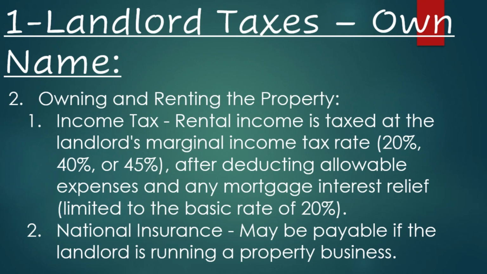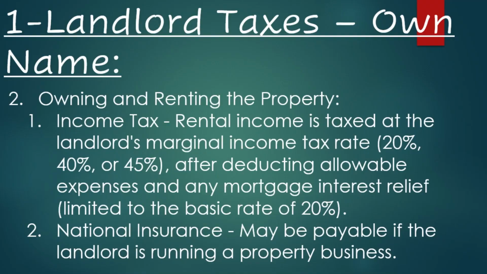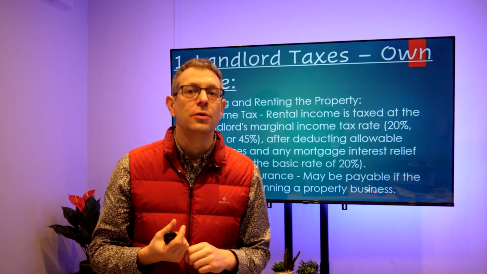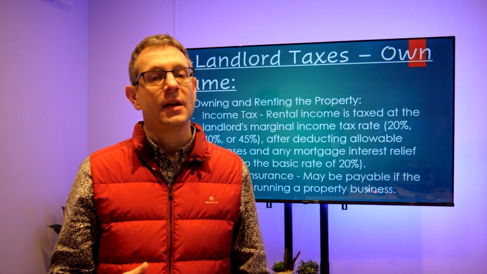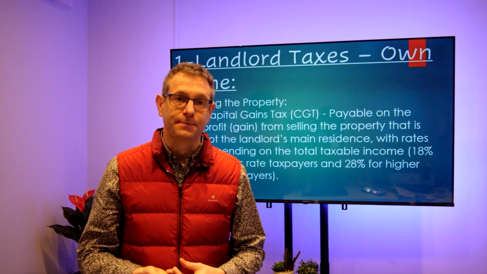So in your own name, when you're owning and renting a property, income tax is paid. Rental income is taxed at the landlord's marginal rate of income tax, perhaps 20%, perhaps 40%, or perhaps 45%, after deducting the allowable expenses and any mortgage interest relief that you are allowed to claim back. National insurance may also be payable if the landlord is running the property as a business.